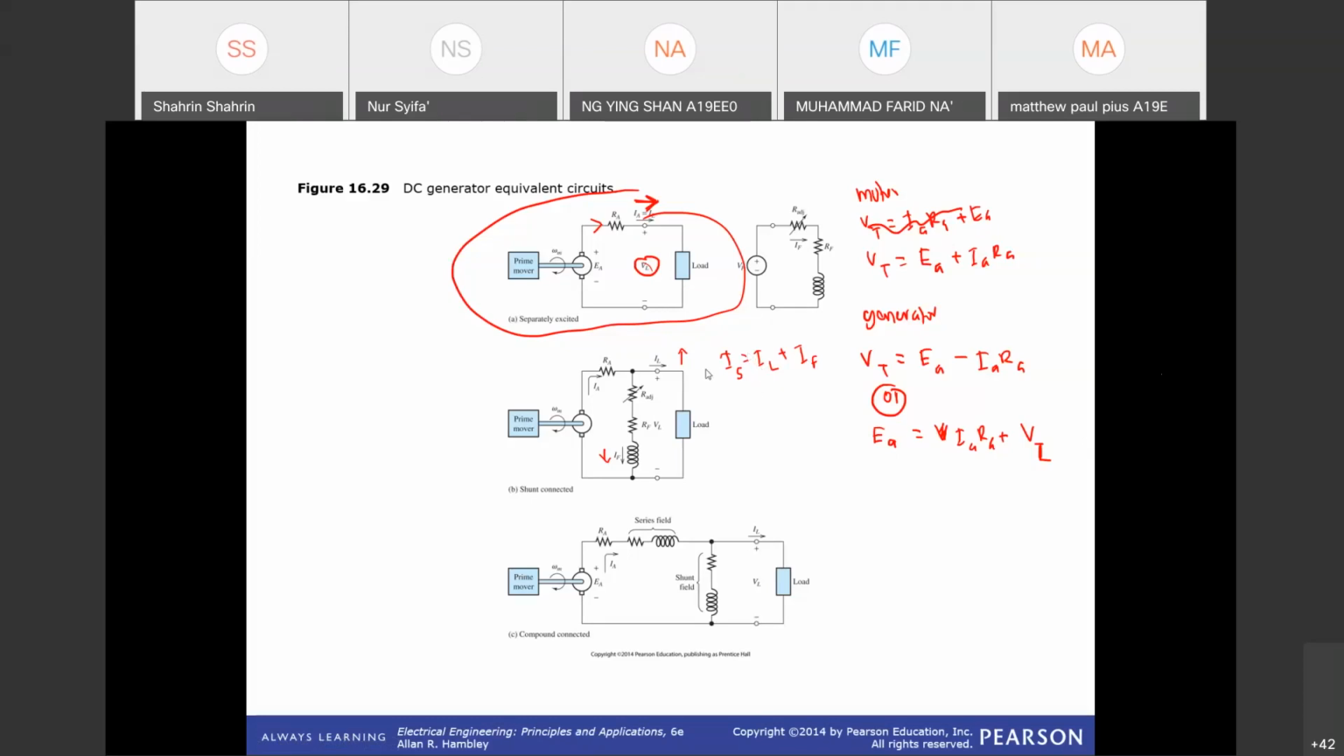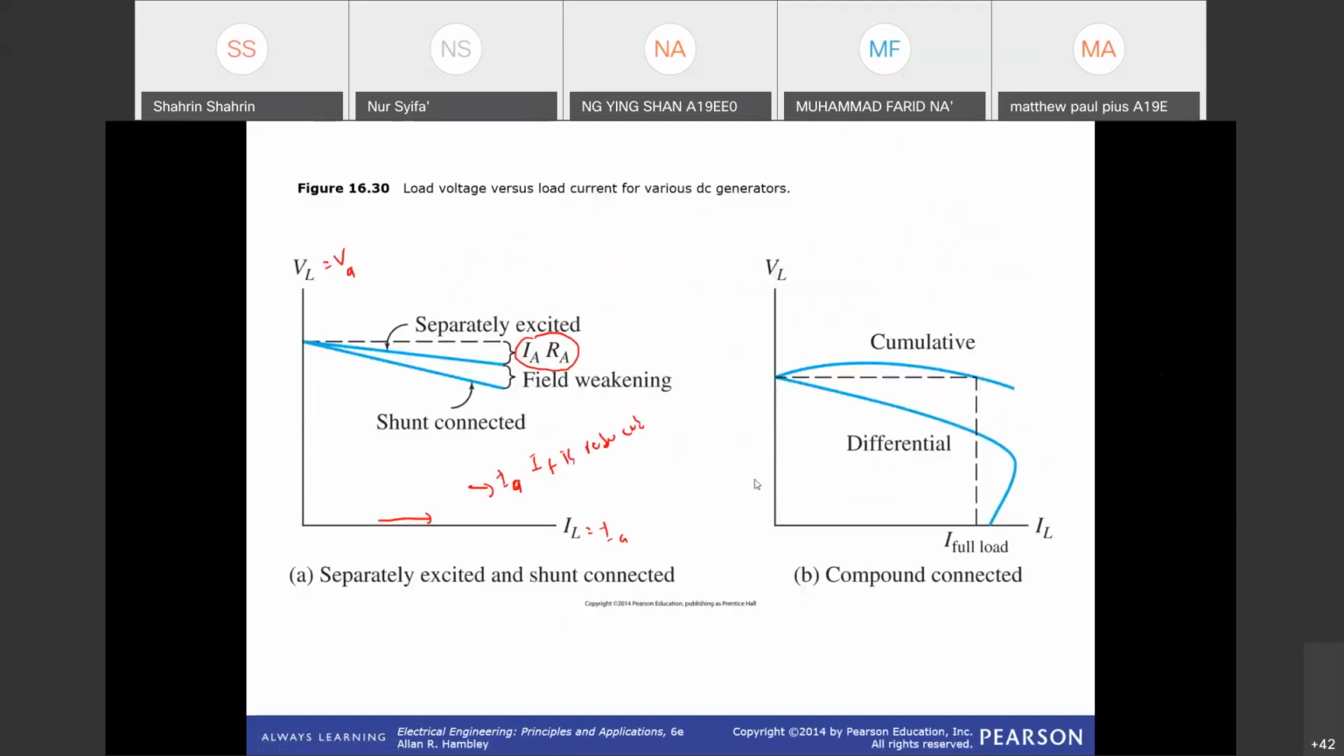So when IL is increased, IF will definitely reduce. And when IF is reduced, your flux will also reduce. When you reduce the flux, your field will actually weaken. That's why we have what we call the field weakening effect here. For the separately excited DC generator, this is much better compared to the shunt generator.